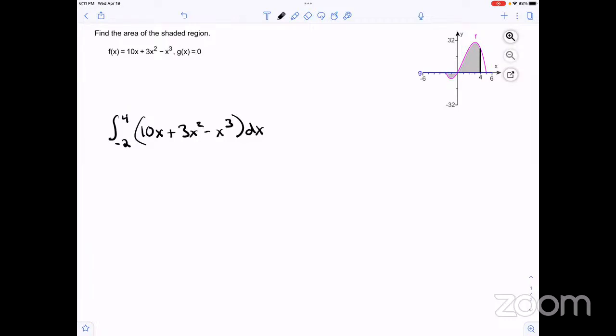Okay, so then if we integrate, this is going to be equal to what? The first one is 10x squared over 2, so that becomes 5x squared. The next is going to become 3x cubed over 3, so then that's going to become just x cubed. The last one is going to become negative x to the 4 over 4. And we want to evaluate this as x goes from -2 to 4. So then we plug in 4, we get an answer. We're going to say minus when we plug in -2 and we get an answer. I think for that, I'm just going to use my calculator.